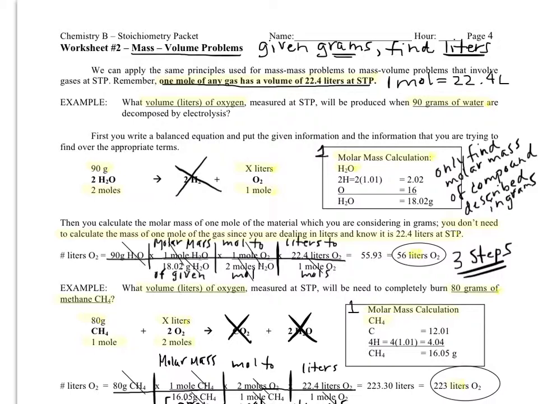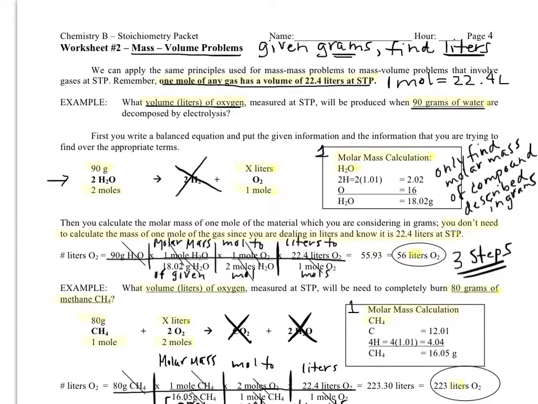But that factor label stoichiometry problem is still going to be 3 steps. And the second step is still going to be the mole to mole step using the coefficients in the balanced equation. So let's go ahead and do an example. In this example, they're asking us to solve for volume, measured in liters, of oxygen, if we start off with 90 grams of water. So just like in the first worksheet, they're giving us a balanced equation here.